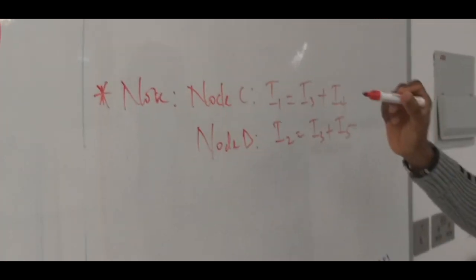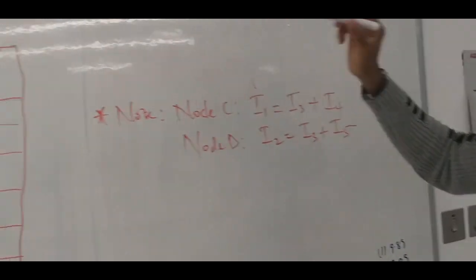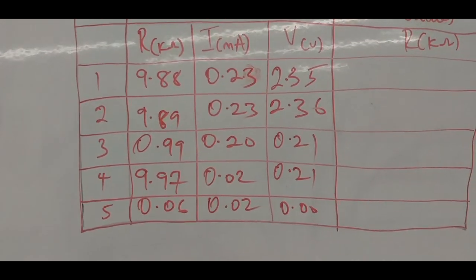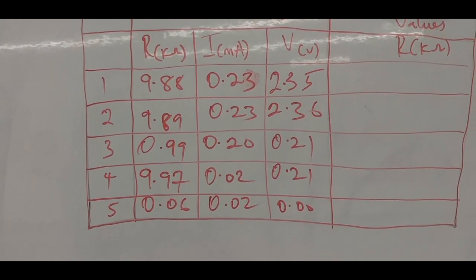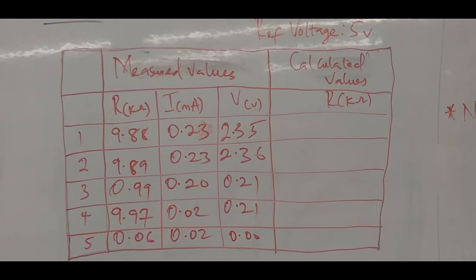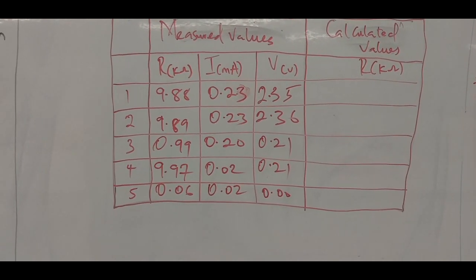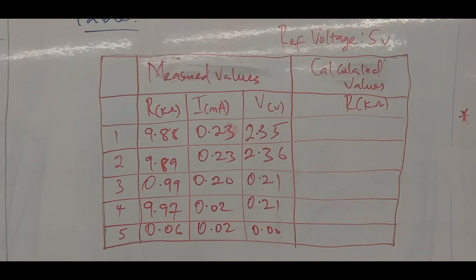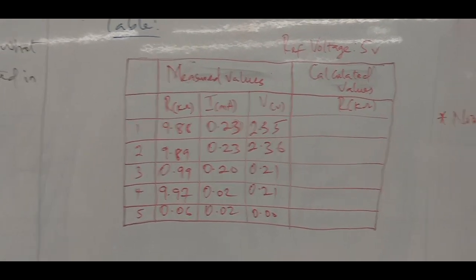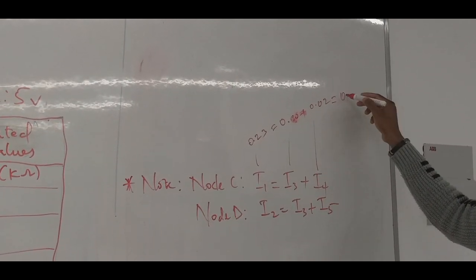Okay? Now, for this current, let's check this out. Now, this one is I1, right? What's our I1? Please tell me. 0.23. Good. Now, what is our I3? 0.20, yes. Please don't mislead the community. What's I4? 0.02. If you add this guy up, what's it giving you?